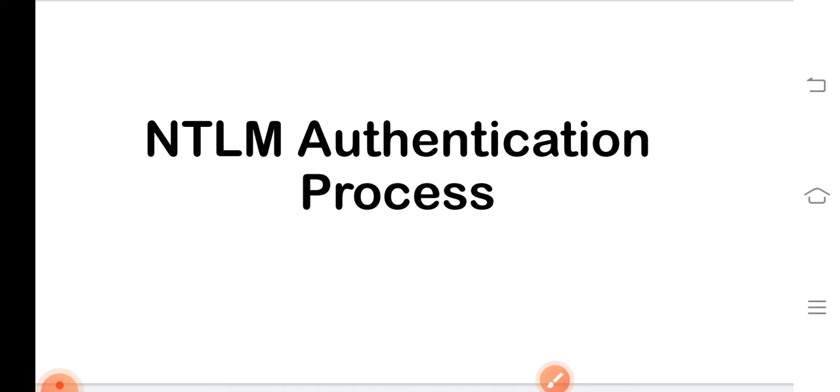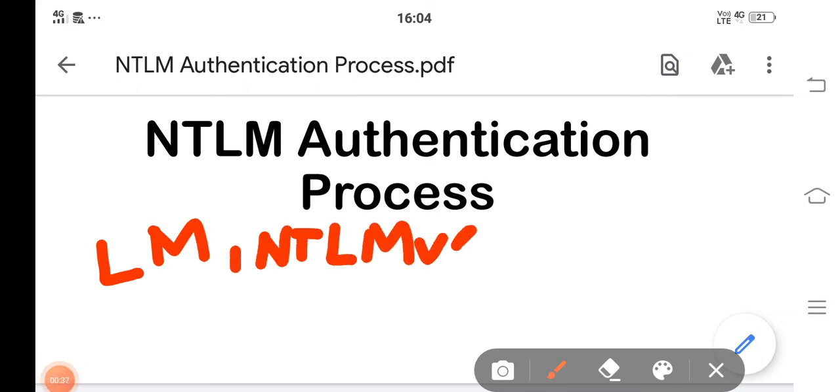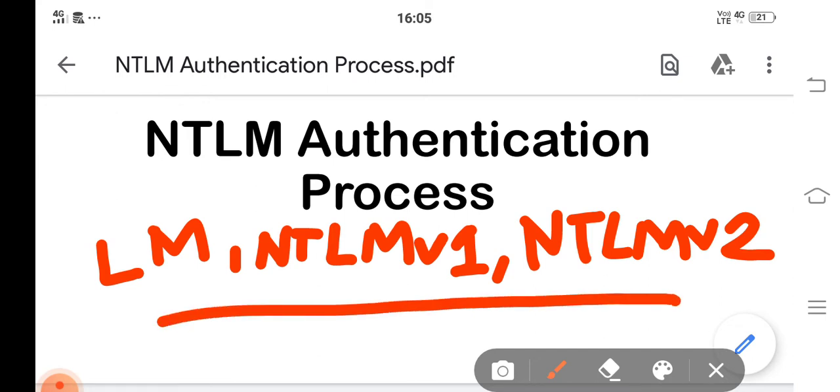Okay, let's start. First we see the NTLM authentication process. NTLM includes three methods of challenge response authentication, that is LM, NTLM V1 and NTLM V2. These are the three methods of challenge response authentication included in NTLM.